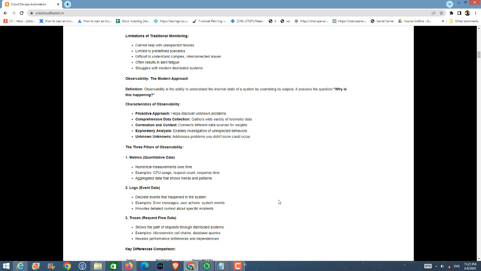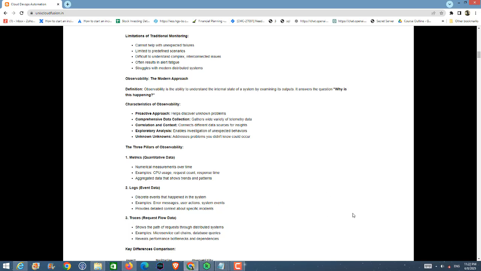And what traces do is, they show you the path of the request through a distributed system. Example can be microservices, call chain, data queries, right? And basically it helps you determine the performance bottlenecks and the dependencies. What this means is, suppose I'm getting a high latency, then if I have traces data, I can pinpoint how much time my request is taking from one microservice to another like this. And wherever I'm seeing a significant delay in the latency, that means that is the microservice which needs optimization and so on. That is where the traces play an important part in a distributed system. That's why these are called the 3 pillars of observability. That is your metrics, logs, and traces.